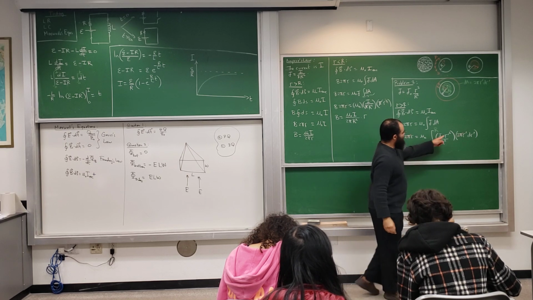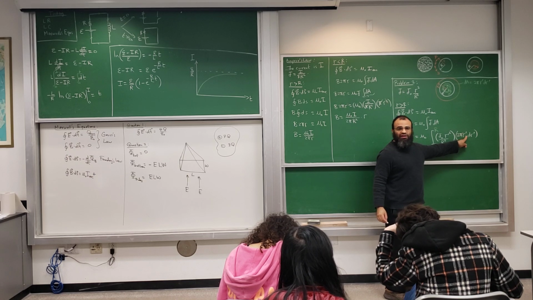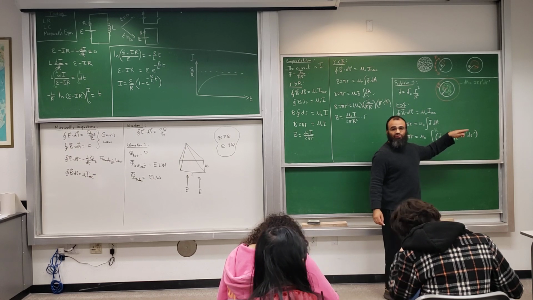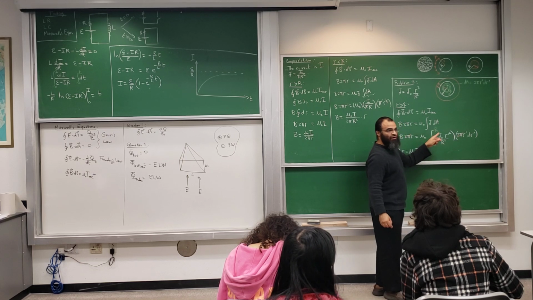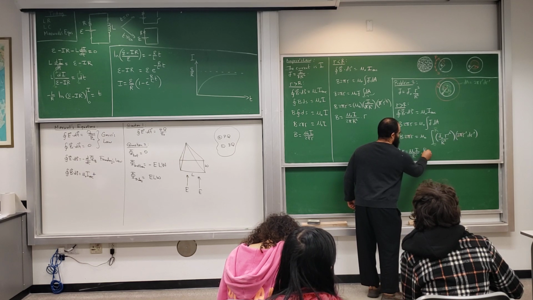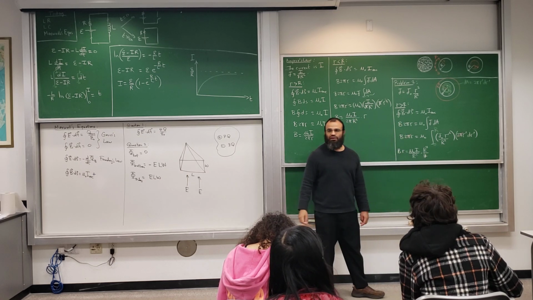Now, r prime squared times r prime is what? r prime cubed, right? You integrate, you get r prime to the 4th power over 4. You substitute from 0 to R, you just get R to the 4th over 4. Okay? R to the 4th.